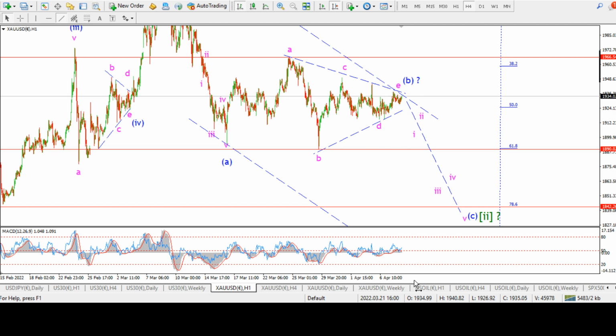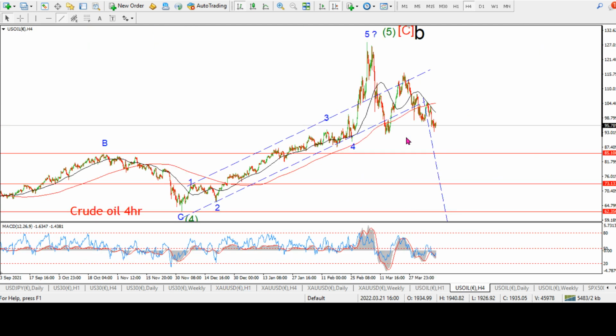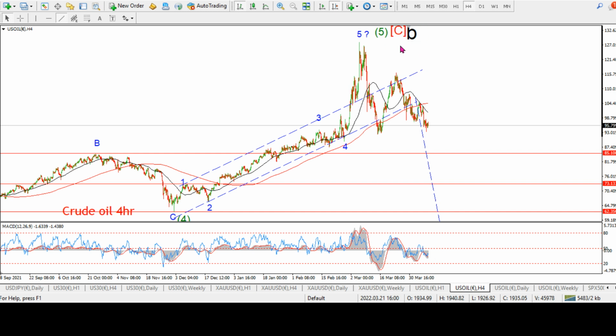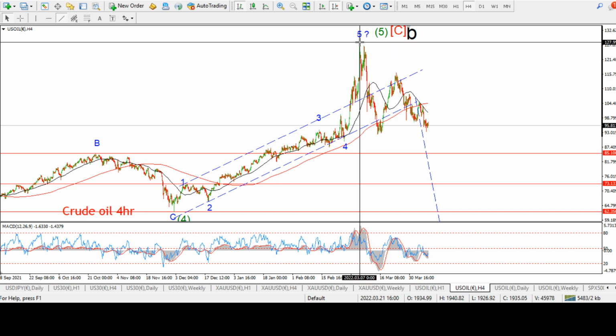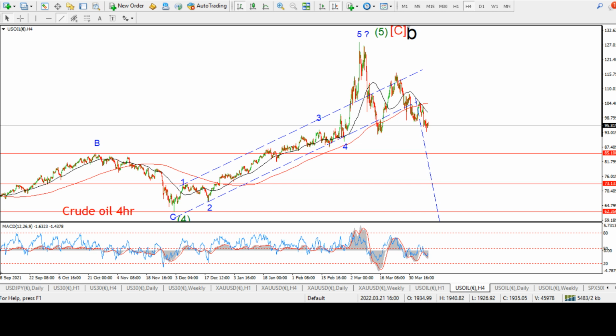Okay, crude oil. Let's go to the 4 hour count in crude oil. If this large B wave high is in at the recent, what was that? Early March high in the 127s. If that B wave high is in, then we are looking for probably a longer term decline to start to take hold here. A longer term decline in the oil market.